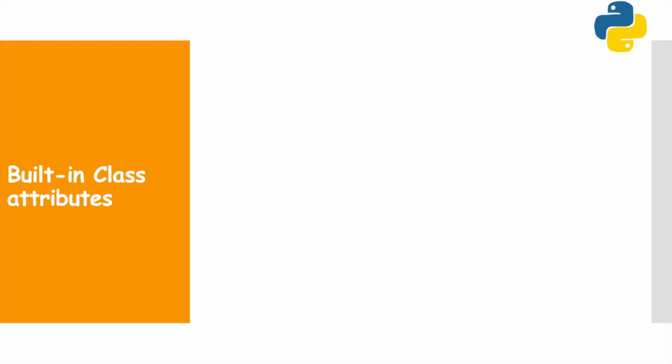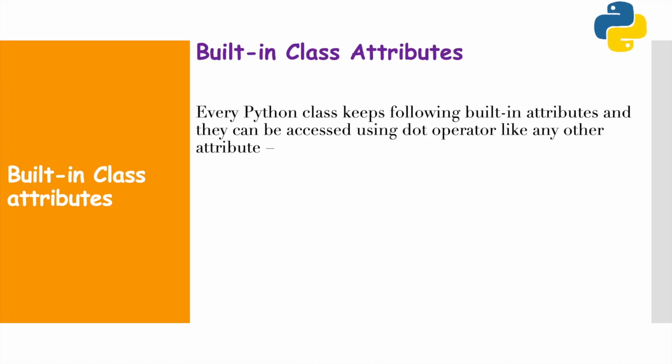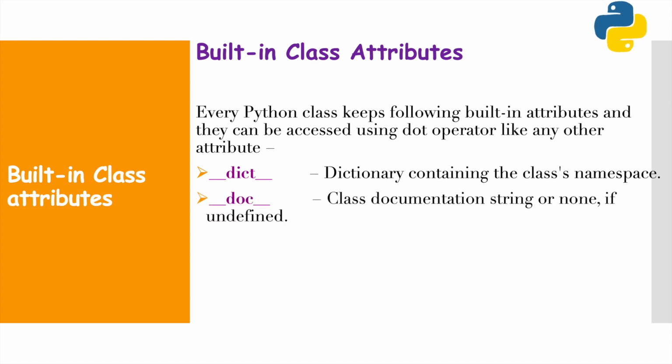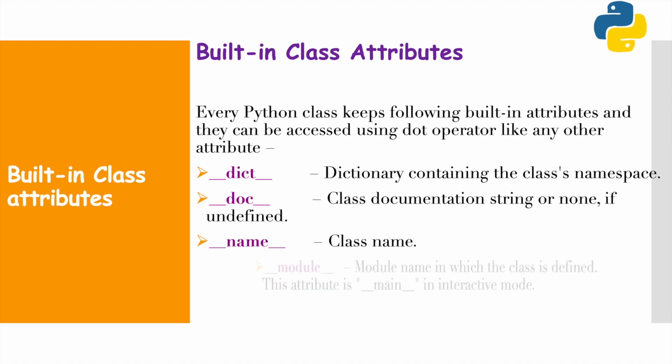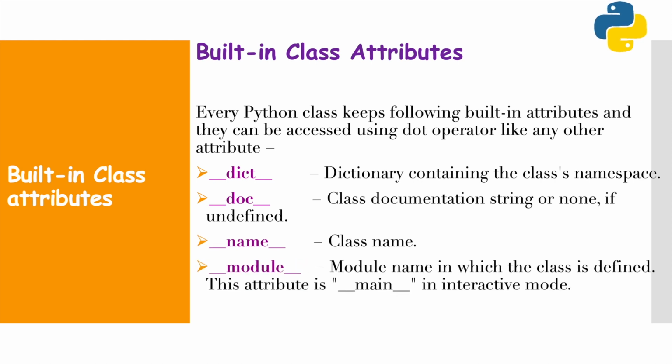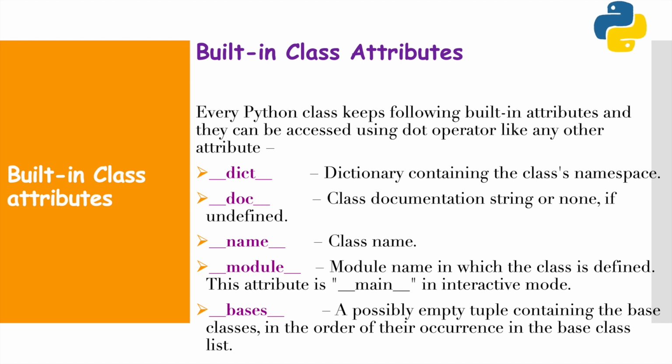Now let's see what are the built-in class attributes in Python. So every Python class keeps the following built-in attributes and they can be accessed using the dot operator like any other attribute. So this is a dictionary containing the class namespace. Doc, it's a class documentation string or none if undefined. And name, that's the class name. And module, it is the module name in which the class is defined. So this attribute is main in interactive mode. And then come the bases. It's a possibly empty tuple containing the base classes in the order of their occurrence in the base class list.